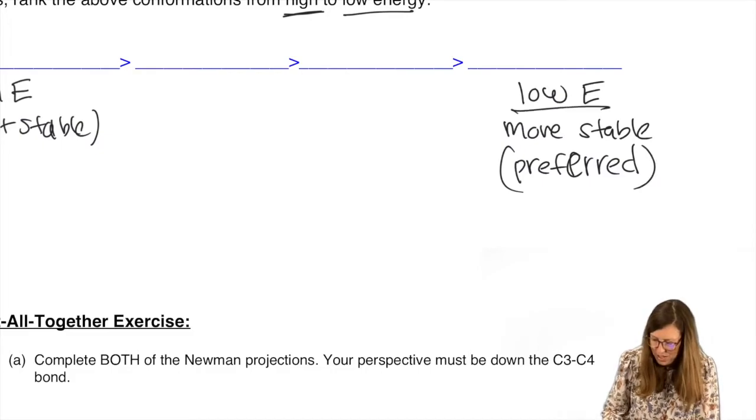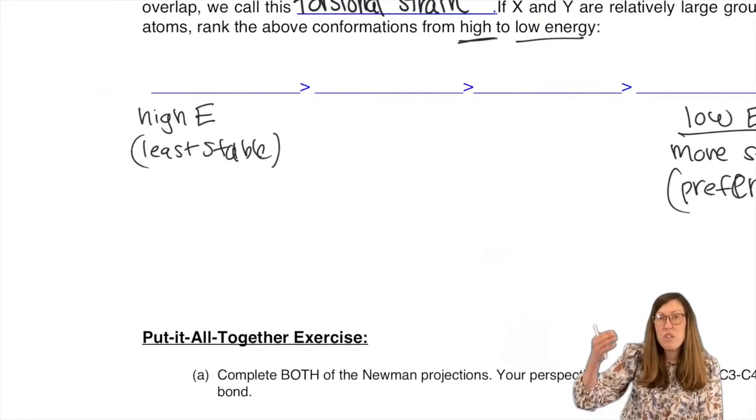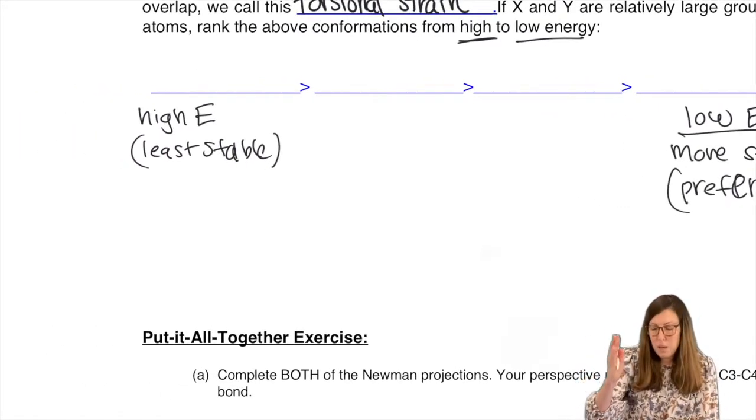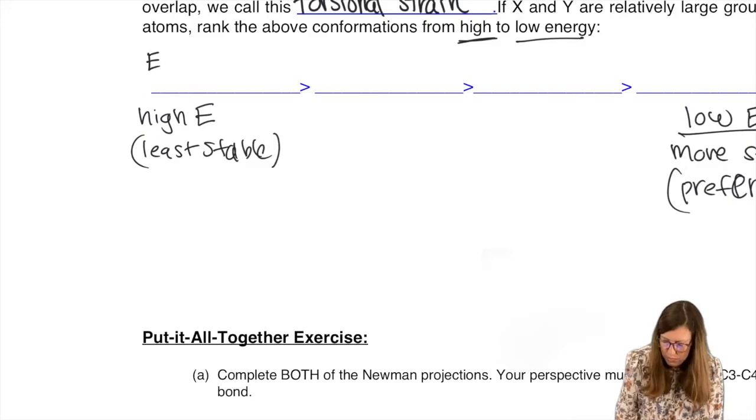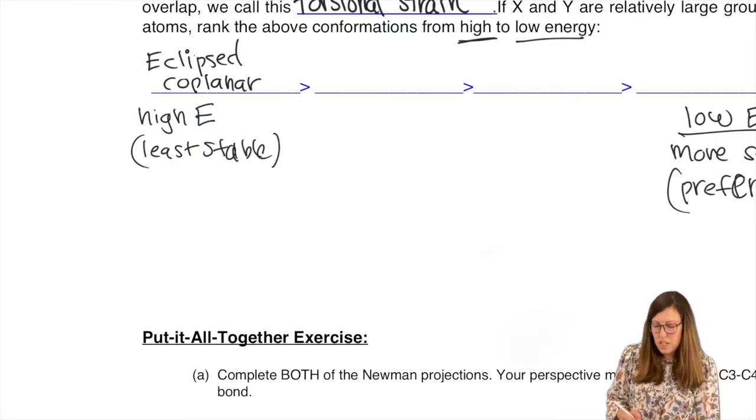Okay, low energy. All right, so the highest energy, hopefully we would see, is where the two biggest groups are on top of each other. Eclipsed coplanar. Avoid that when possible. Doesn't mean it doesn't happen. The next worst is actually all eclipsed or worse than all staggered. So, but we're getting closer in comparison here.